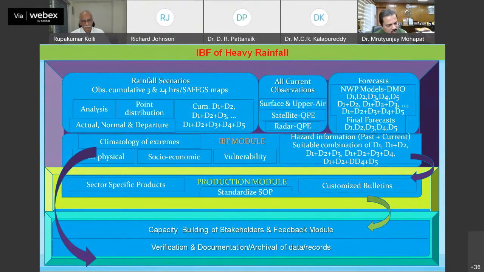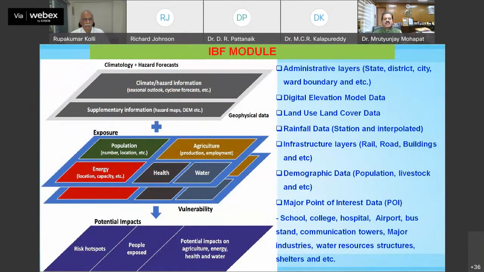In the meantime, we also went for capacity building by conducting training for the forecasters and the stakeholders. If you look at the same thing, it is represented here. What we actually do is consider the administrative layers like state, district, city, and ward boundary, then digital elevation models, land use, land cover data, rainfall data, infrastructure layers, demographic data, then major point of interest data like schools, colleges, hospitals, airport, bus stand, communications, etc.